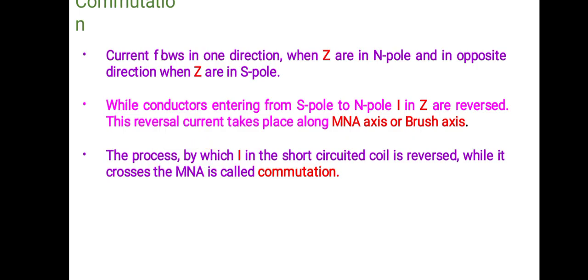So this current reversal takes place along the magnetic neutral axis, which is the brush axis. MNA, the magnetic neutral axis, is also called the brush axis. The process by which current in the short circuited coil is reversed while it crosses the MNA is called the commutation process.